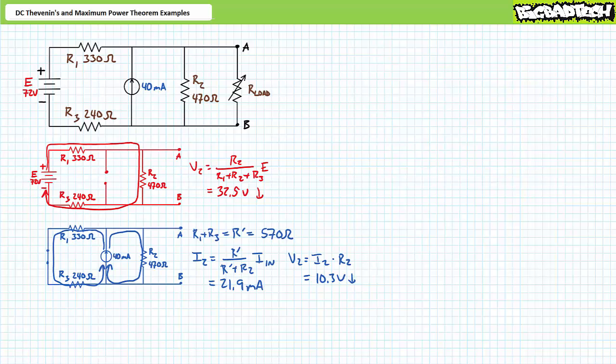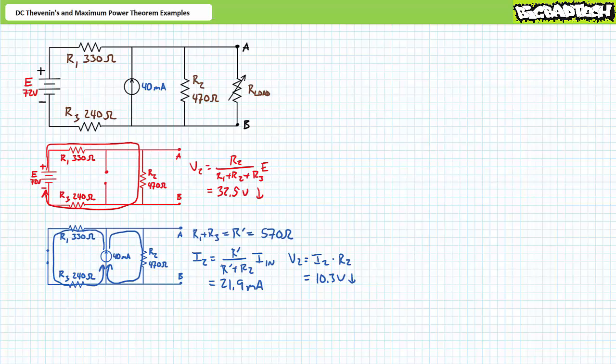Let's call this simplification R single prime. R single prime is perfectly in parallel with R2. An application of the current divider rule demonstrates that I2 is 21.9 milliamperes. A subsequent application of DC Ohm's law suggests that V2 is 10.3 volts, oriented positive-negative, top to bottom.